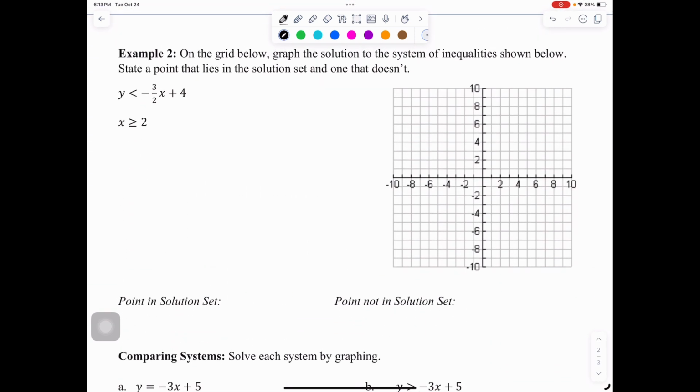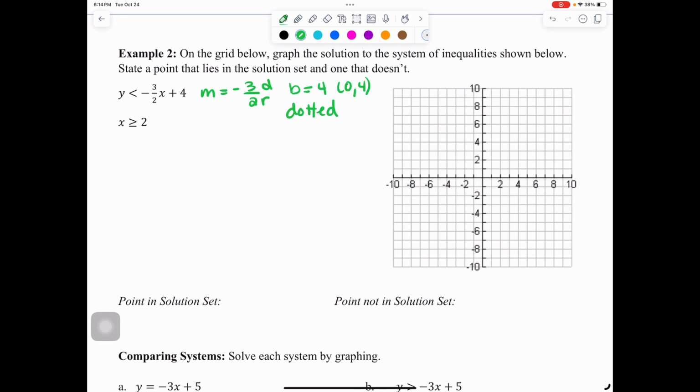It says, on the grid below, graph the solution to the system of inequalities shown below. State a point that lies in the solution set and one that doesn't. So we will start with the first inequality. It's already in proper form. So we've got m equals negative 3 over 2, which means I'm going down 3 to the right 2. And the y-intercept equals 4, which means the first point that I'm going to plot is going to be 0, 4. Now, when I consider dotted or solid, I see it's less than, so it's going to be dotted.